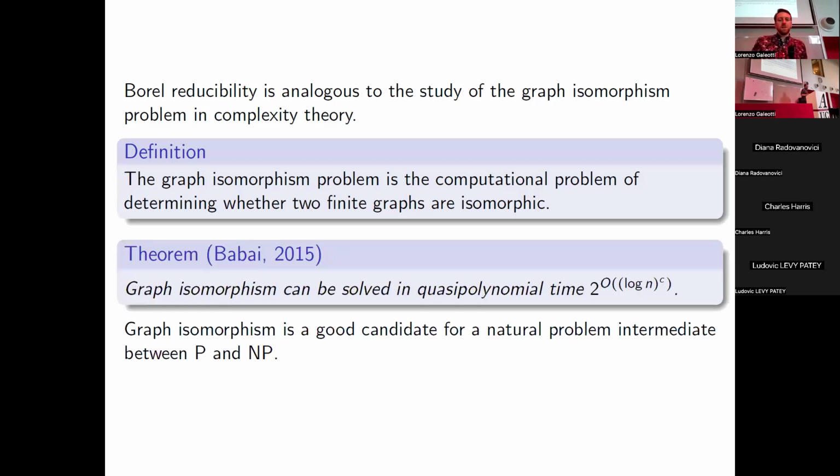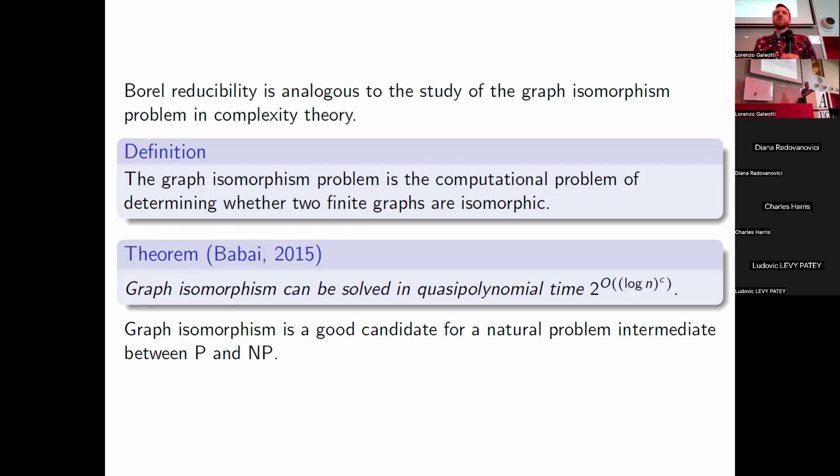For finite structures, we're measuring whether this is in P or NP. What kind of complexity class is it in? For a long time this was thought about, and less than 10 years ago it was shown to be solvable in quasi-polynomial time. This is not quite polynomial time, but presumably, if P is not NP and the world is how people expect it to be, this is a lot faster than an NP complete problem. So this is a natural candidate for a problem that's intermediate between P and NP.